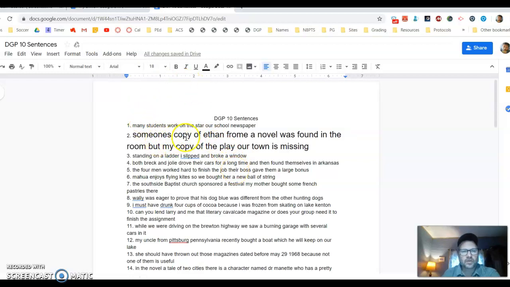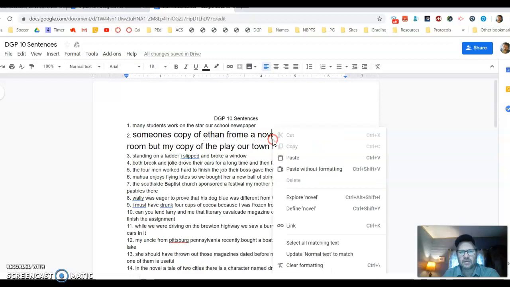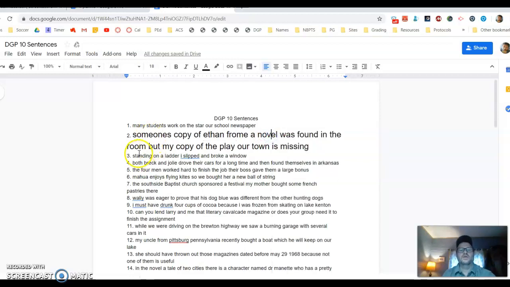So hopefully you've got the word copy, Ethan Frome, novel, room, copy, play, and our town. So all of those are the nouns that we're dealing with in the sentence. So, first step, do we have any positives?